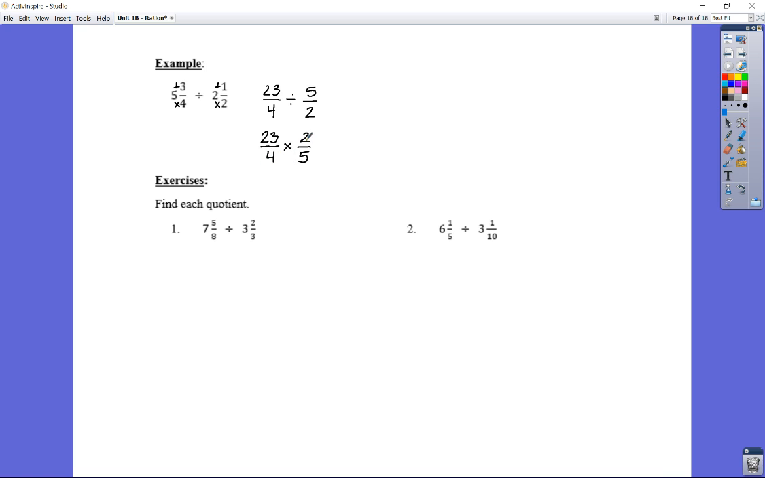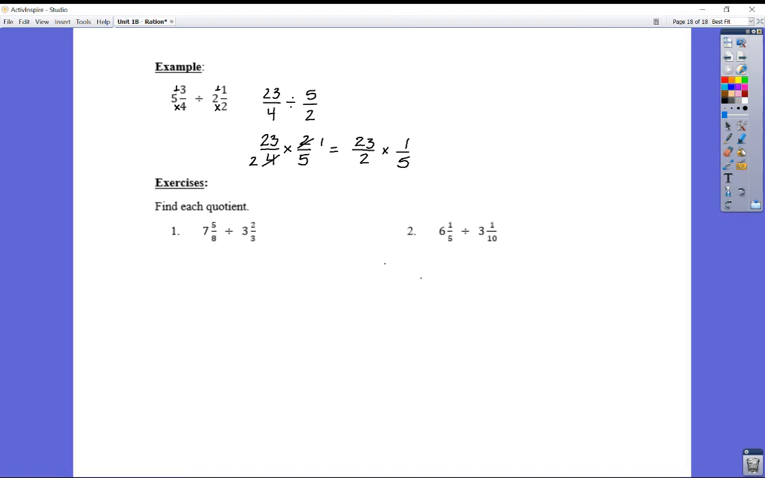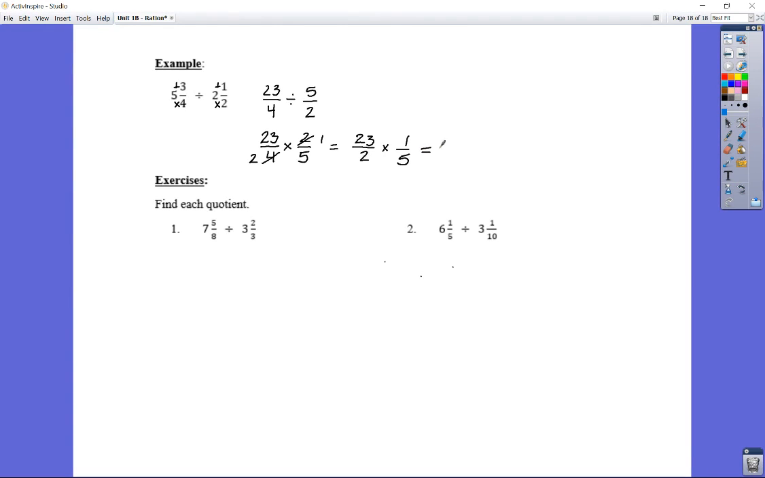Both 4 and 2 are divisible by 2, so 4 divided by 2 is 2, and 2 divided by 2 is 1. So this is the fraction 23 halves times 1/5. We can multiply across the top. 23 times 1 is 23, and 2 times 5 is 10. 10 goes into 23 two whole times, with 3 remaining.